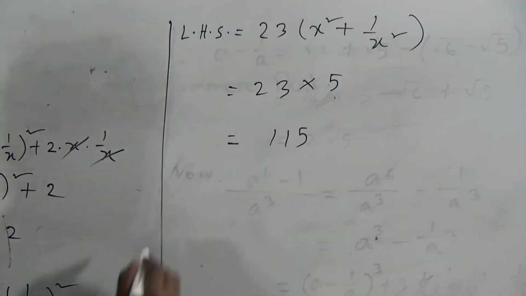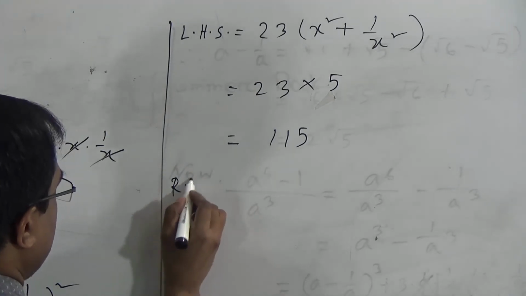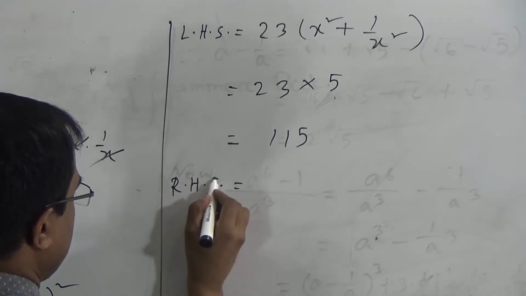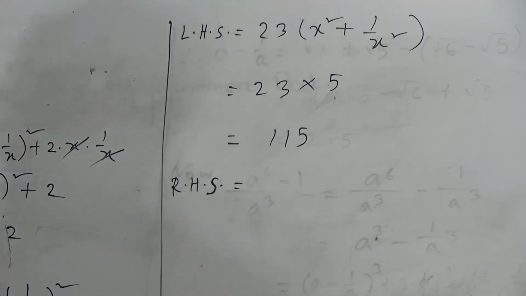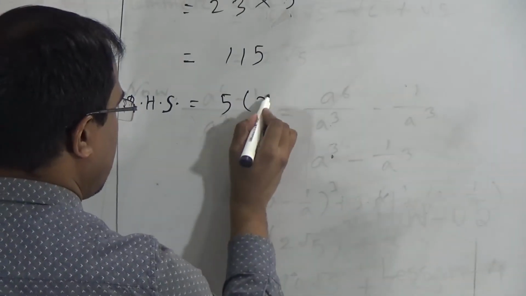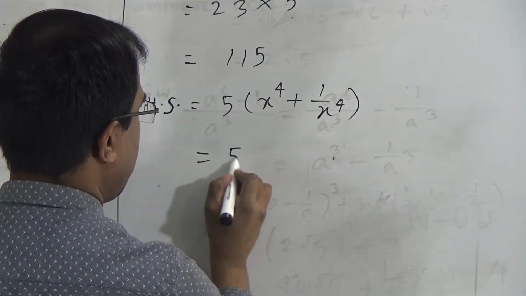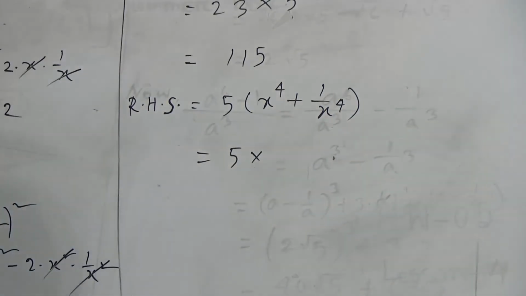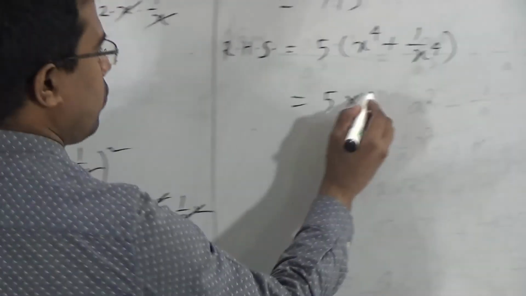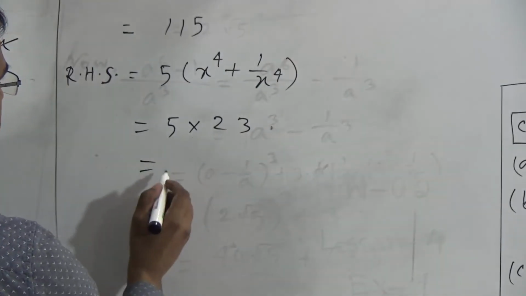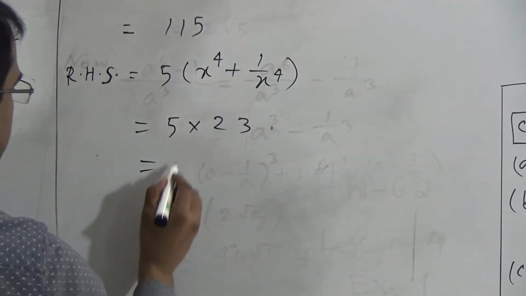Now the value of right hand side. Right hand side equal to 5 into x to the power 4 plus 1 by x to the power 4. 5 into x to the power 4 plus 1 by x to the power 4 is equal to 23. So we can put the value of x to the power 4 plus 1 by x to the power 4 is 23. 5 multiplication 23 is equal to, here already we have found 115.